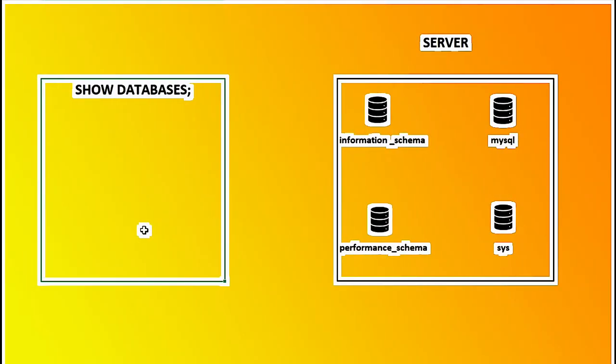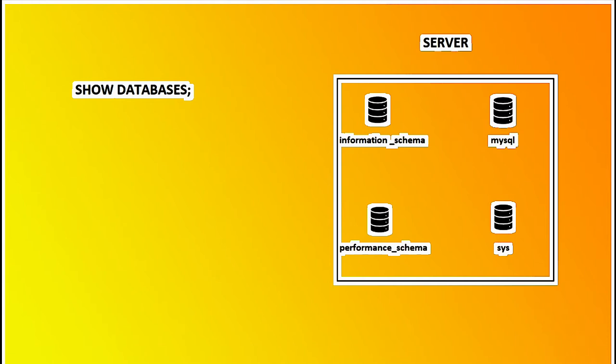Let's assume we are on a server. And here from our previous command, show databases, we can see on the right hand side that there are 4 existing databases in our server. Information schema, MySQL, Sys, and performance schema.